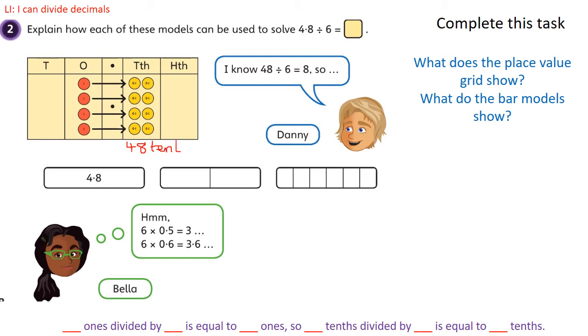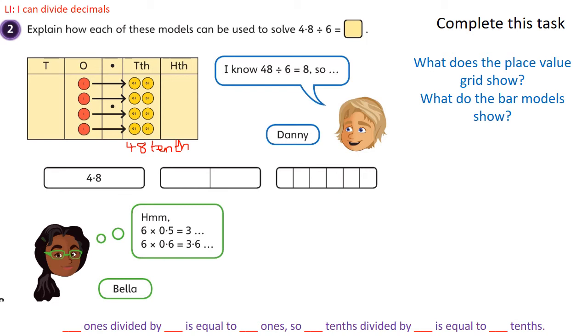Now I can divide that by 6 by using a stem sentence, which is what Danny is trying to do here. I know 48 divided by 6 equals 8. So 48 tenths divided by 6 will equal 8 tenths.